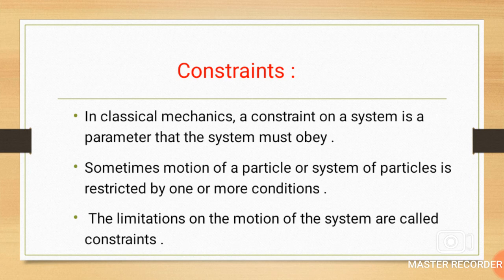In classical mechanics, a constraint on a system is a parameter that the system must obey. That means if we consider a particular system, a circle, we know that 2 polar coordinates are sufficient to describe the motion of the circle, that is r and theta. In a circle r is a constant and theta varies from 0 to 360 degrees. So the constraint is a parameter that the system must obey.